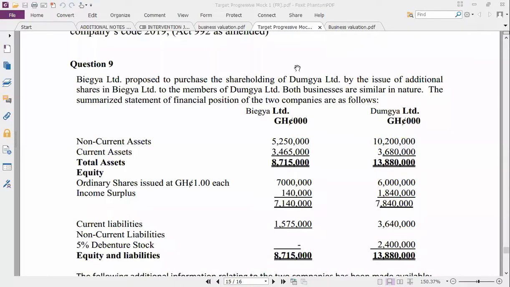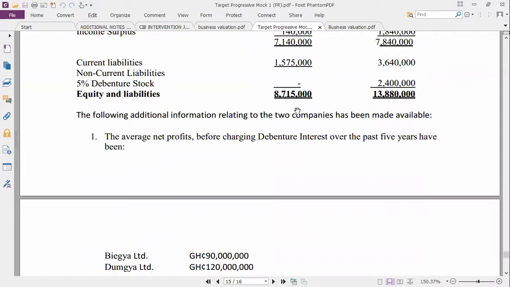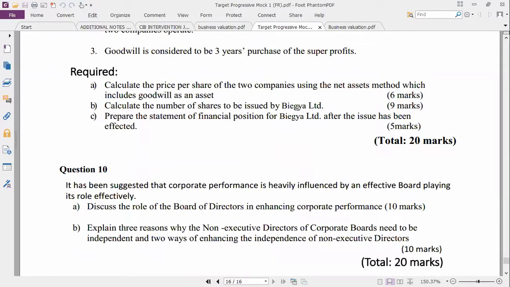So let's go to the requirements so that we familiarize ourselves. A. Calculate the price per share of the two companies using the net asset method, which includes goodwill as an asset. So if it includes goodwill, then I need to use any of the methods. They have to tell us which method we should use, average profit or super profits. But you can see this one, goodwill is considered to be 3 years purchase of super profit. Okay, good.